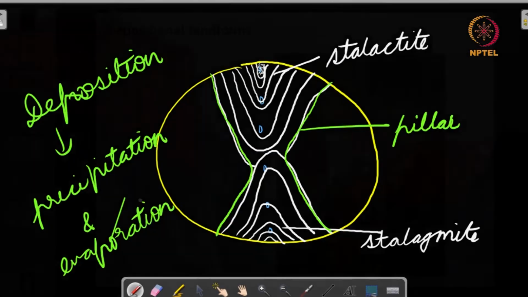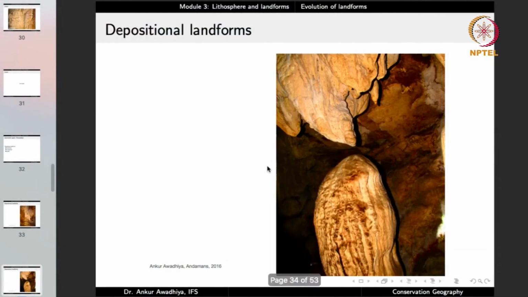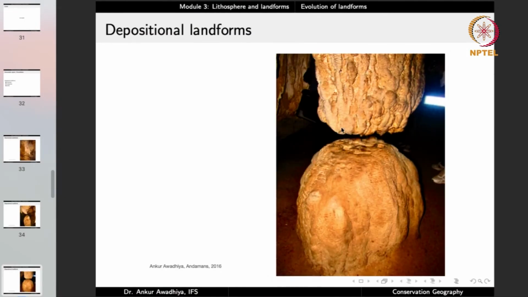So these are the depositional landforms that get created. This is a stalactite. Here we can observe a stalagmite. So you have a stalactite here and a stalagmite that has been growing from the bottom. In this case, both of these are just now touching each other. So this is now getting converted into a pillar. Once both of these join together, it will become a pillar.